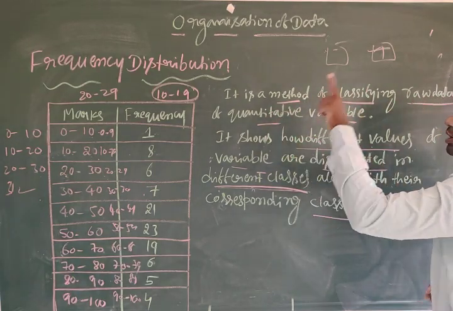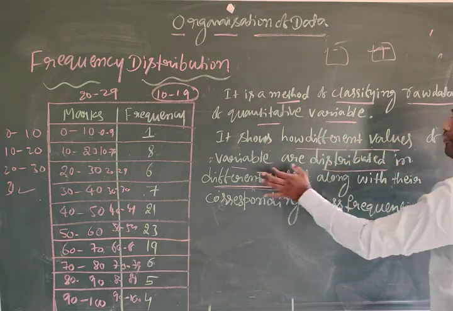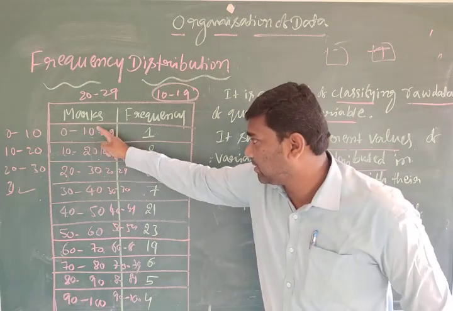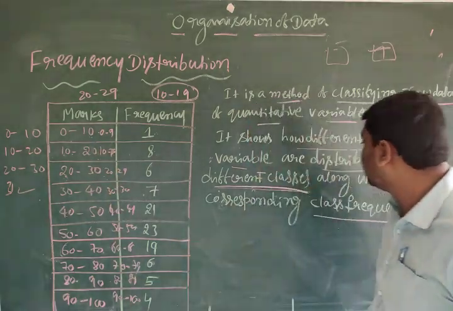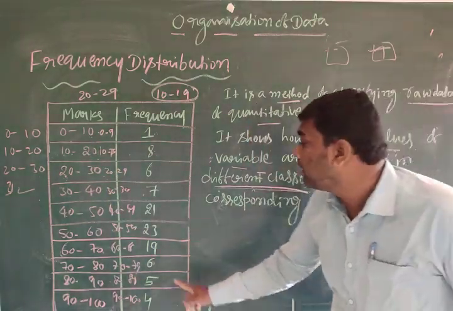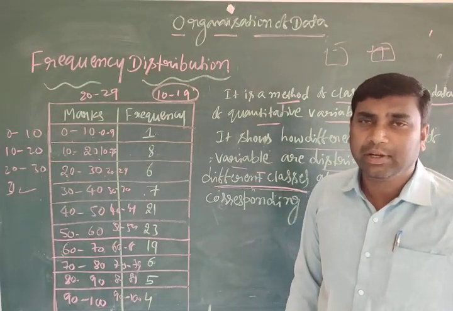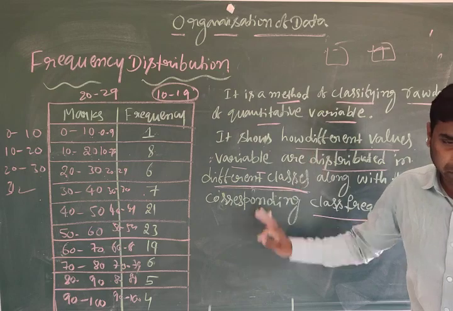Frequency distribution shows how different values of a variable are distributed in different classes, along with their corresponding class frequency. Are you understanding? This is called frequency distribution.